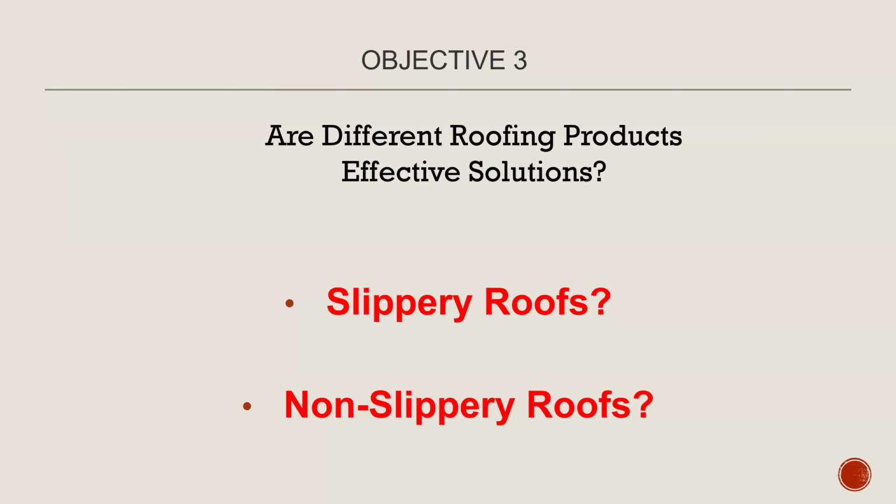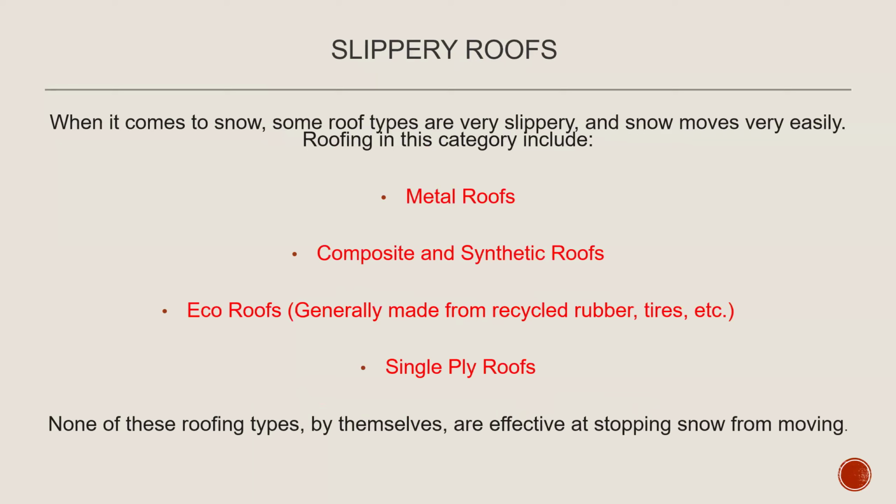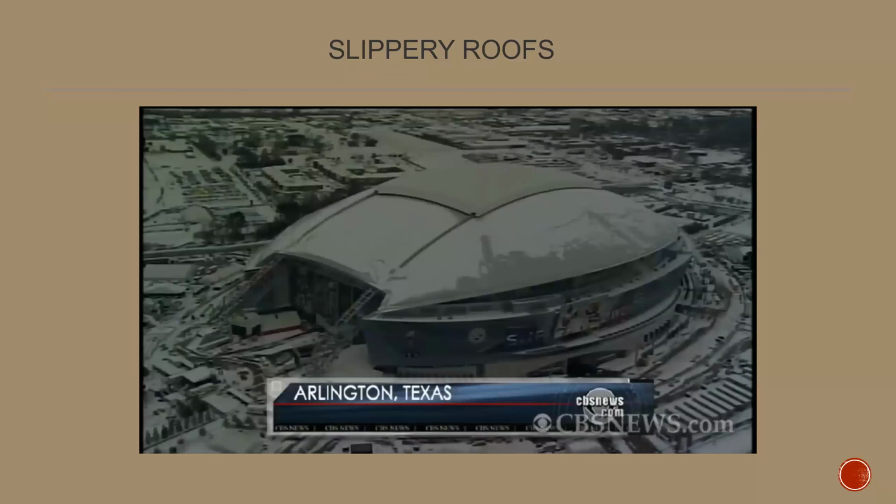So what type of roofing product could help us out here? Maybe a slippery roof, non-slippery roof. Are there any roof types that can be protected from the snow and ice moving on them? So snow and ice are going to move very easily on your slippery roofs, such as metal roofs, composite and synthetic roofs, eco roofs, single ply roofs, and I would probably even include concrete tile into a slippery roof surface.